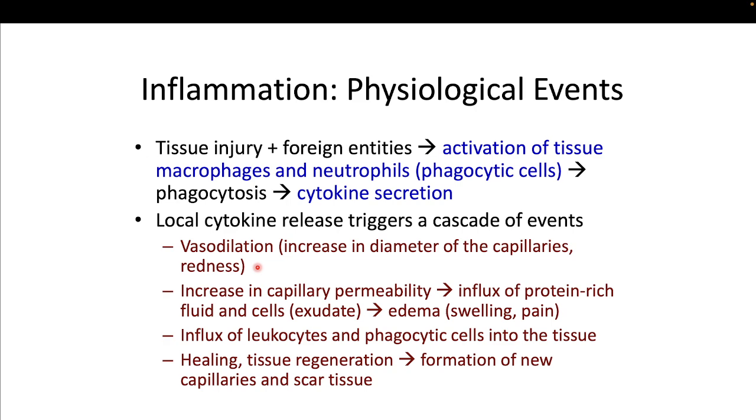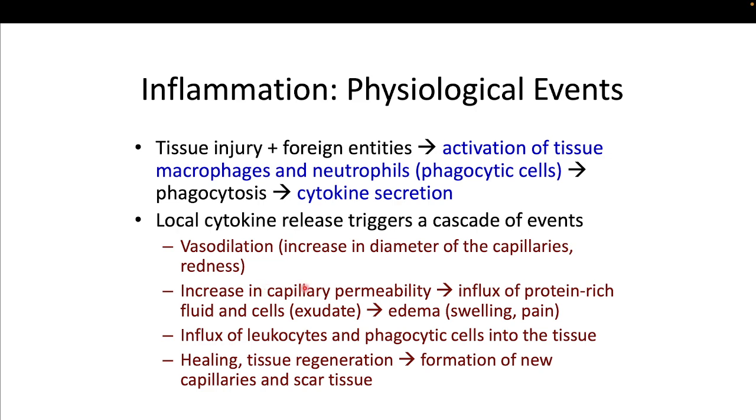Now, the injury or the pathogen might be present in the tissue, and all your immune cells are flowing in the blood vessels. So the immune cells have to come from the blood to the tissue, right? To do that, the cytokines will cause vasodilation. Vasodilation is increasing the diameter of the capillary, so that more and more of your immune cells will come to the tissue. So that is the first process that happens.